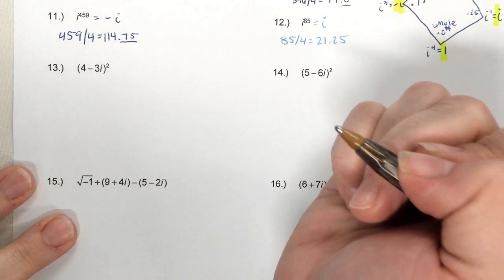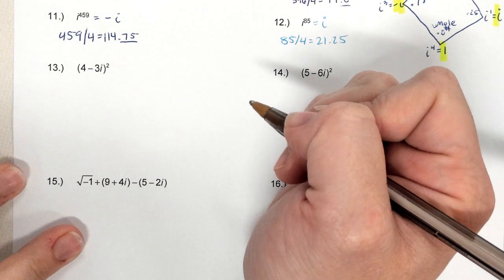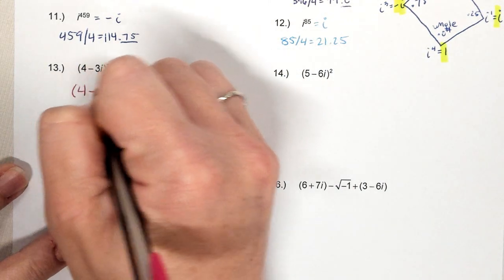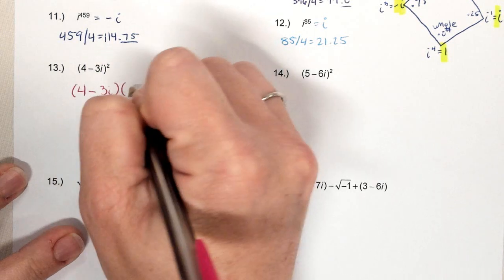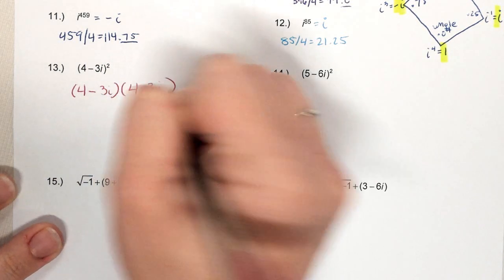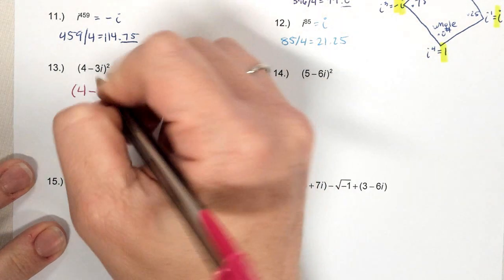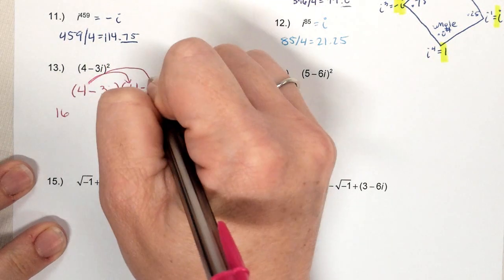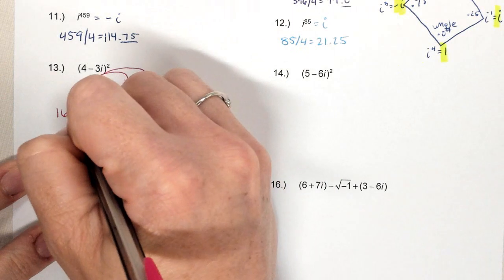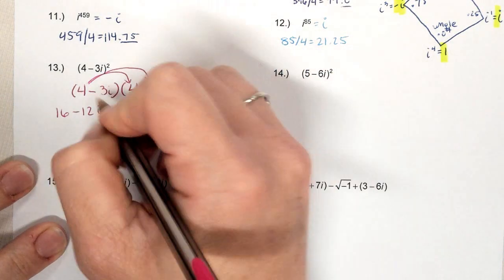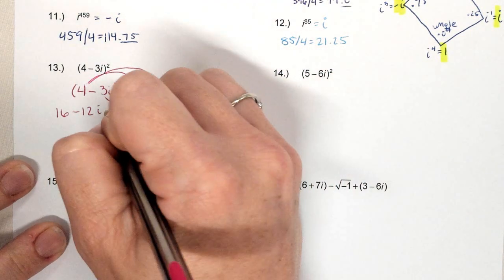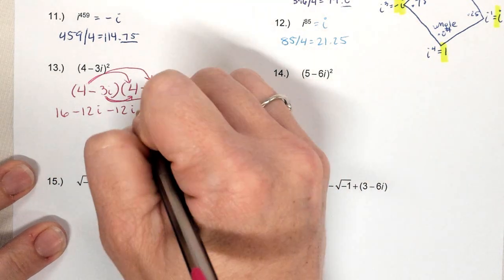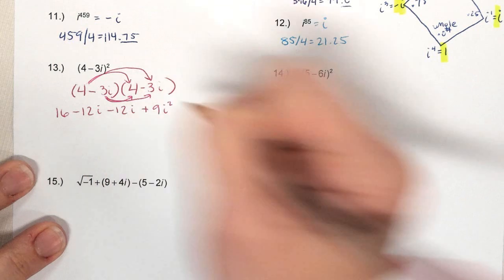Squared means the exact same thing twice. So if I have squared, I want you to realize that means 4 minus 3i times 4 minus 3i. And I'm going to double distribute. So 4 times 4 is 16. 4 times -3i is -12i. -3i times 4 is -12i. And -3i times -3i is positive 9i squared.